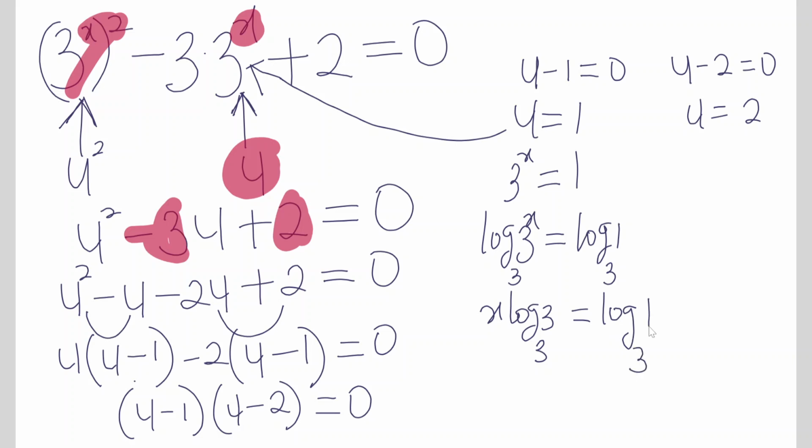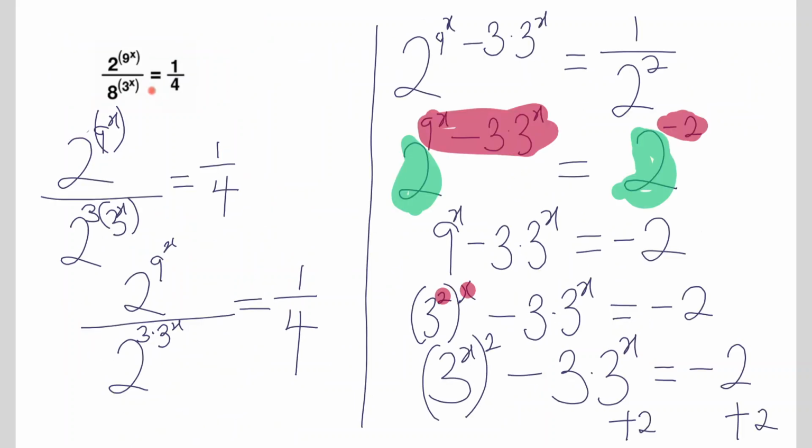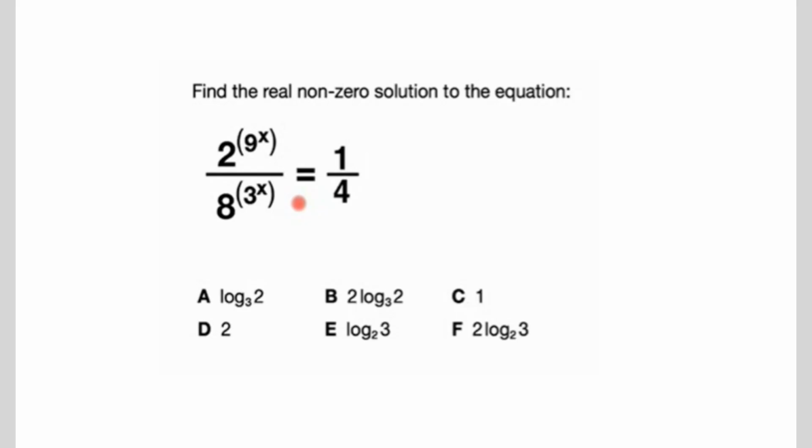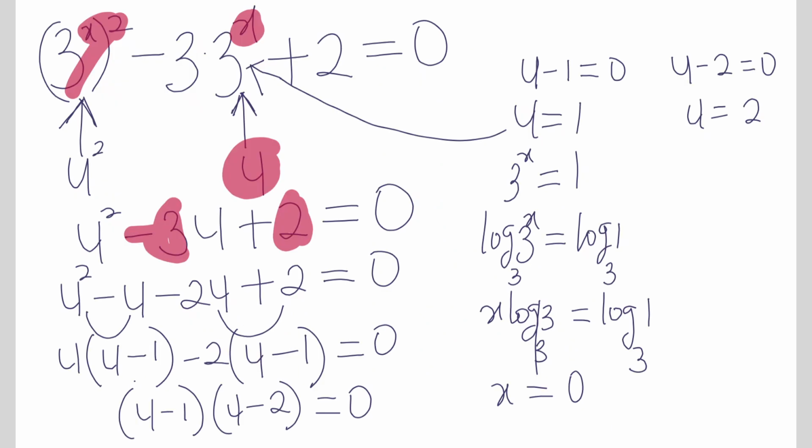And of course we know that logarithm of base 3 of 3 is going to give us 1, and also logarithm of base 3 of 1 is going to give us 0. Therefore x equal to 0, which is one of the solutions. But of course, from the question, we are told that we should find the real non-zero solution. It means, though we've gotten 0 as one of the solutions, we are not asked to get 0 as our solution. So this 0 that we have gotten is not our answer yet. So we need to find the other solution.